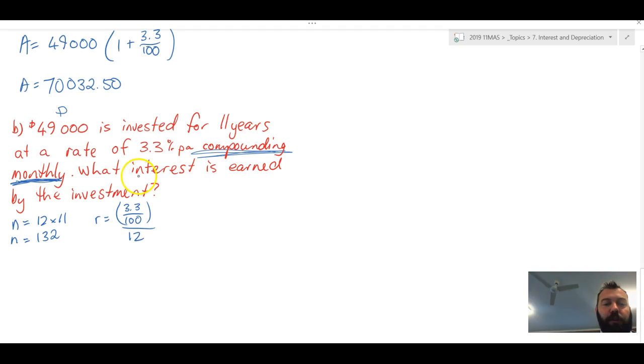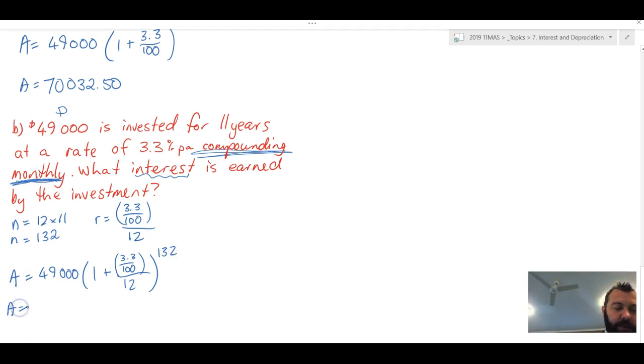And finally, it also says interest here. We'll get to that at the end. Back to our formula. A equals P outside of 1 plus R to the N. So 49,000 outside of 1 plus, now look at this messy thing, 3.3 over 100, over 12, to the power of 132.